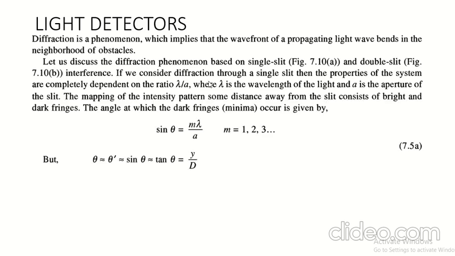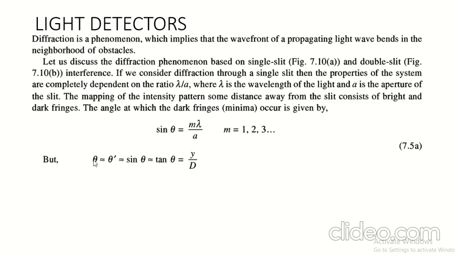Single slit interference: if we consider diffraction through a single slit, then the properties of the system are completely dependent on the lambda by A ratio, where lambda stands for the wavelength of the light and A is the aperture of the slit. The intensity pattern some distance away from the slit consists of bright and dark fringes. The angle at which dark fringes occur is given by sin theta equals m lambda by A, where m can take any value from 1 to n.